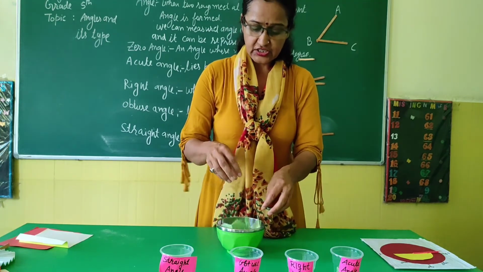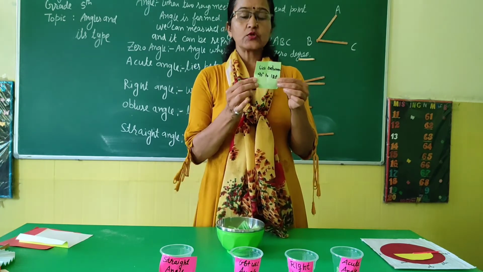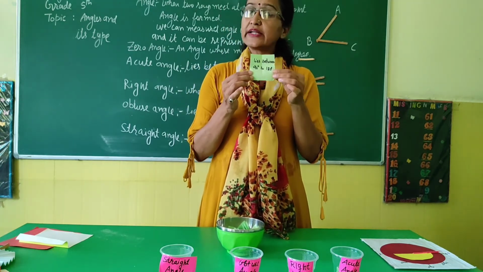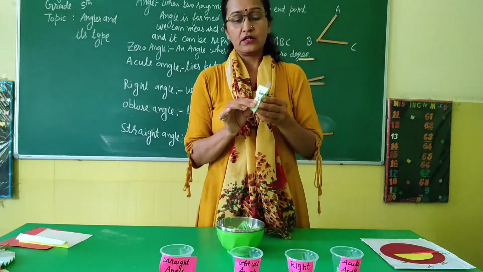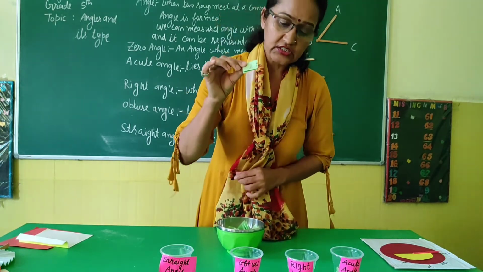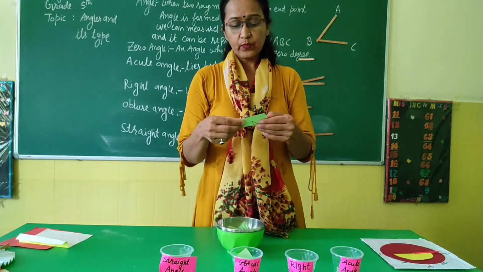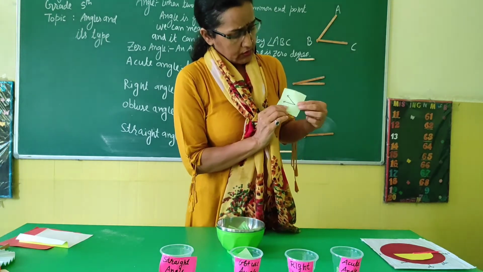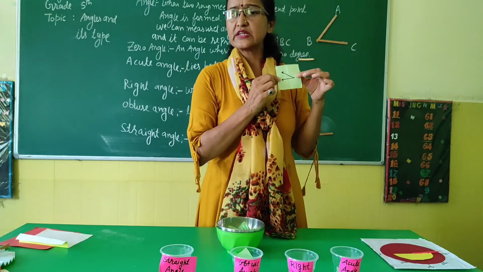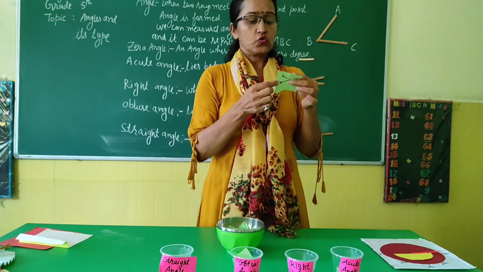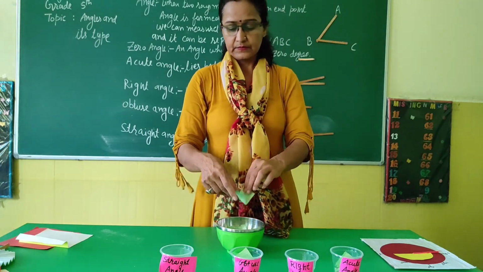Now second chip. Now take it. What is this? It lies between 90 to 180 degrees. So what is this? This is an obtuse angle. So now put this chip in the obtuse angle. Now next is, now this shape represents what? This represents the acute angle. So now we can put this chip in the acute glass.